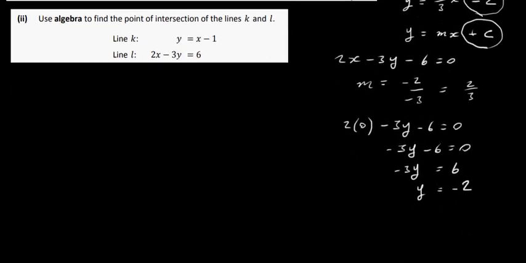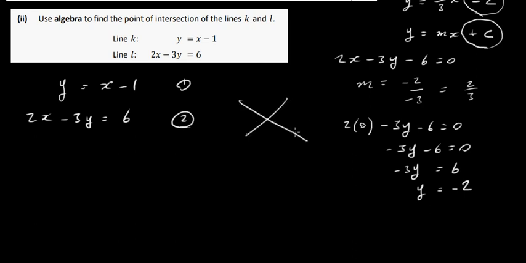Next part then, part 2, is a simultaneous equations type question. We have y is equal to x minus 1, and we have 2x minus 3y is equal to 6. So we have two equations here, and we have to use algebra to find the point of intersection of the lines k and l. So we'll have one line and the other line. We have to find the point of intersection, the x and the y, that satisfies both equations. So the point that's on both of these lines is what we've got to find. Okay, so let's do that.